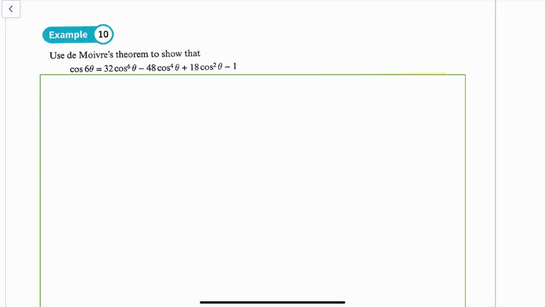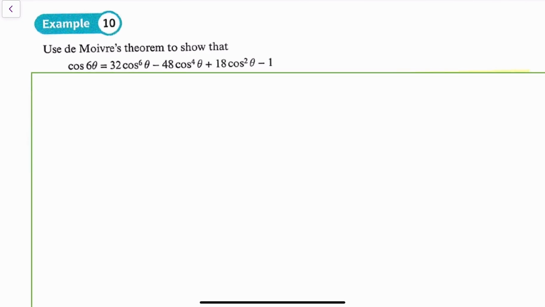There may be times in the exam where they'll ask you to do it as a mixture of sines and cosines, but typically they like you to do it all in terms of one trig function, cos or sine. So that's what we're going to do here.